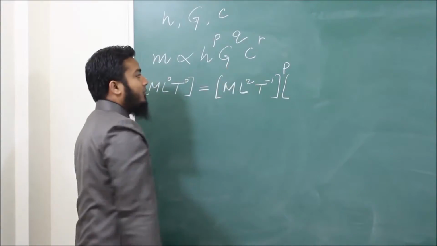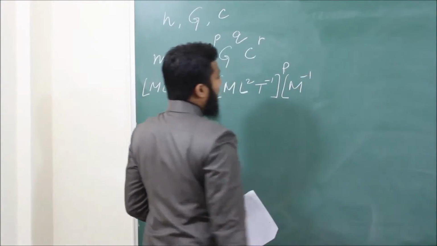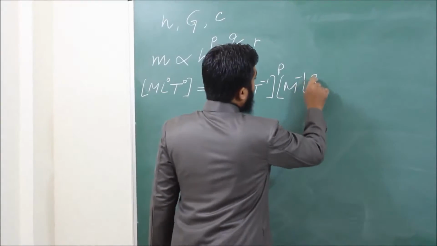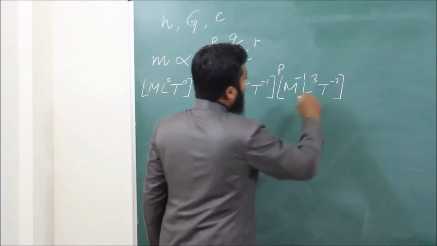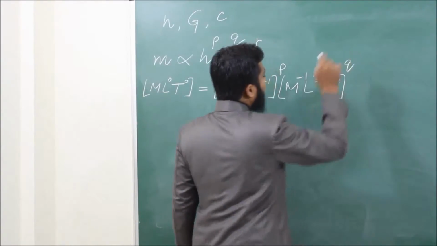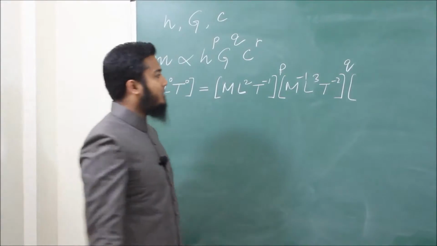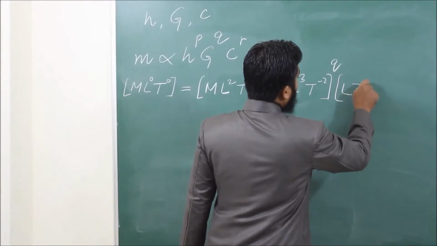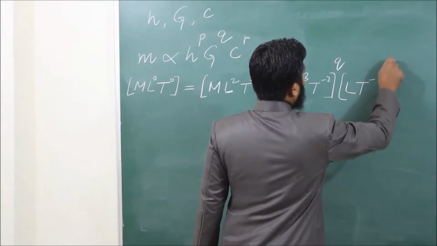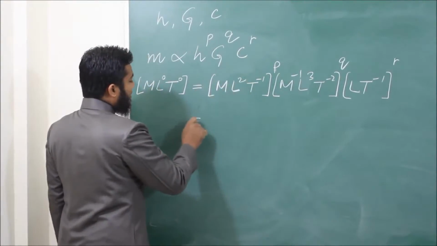Then the dimensional formula for the gravitational constant, if you can recall, is (M^-1 L^3 T^-2), and this has the whole power q. And then c is speed, and any other speed is dimensionally the same, so just L T^-1 for speed, and it has the total power r. Now collect the powers on the right hand side.